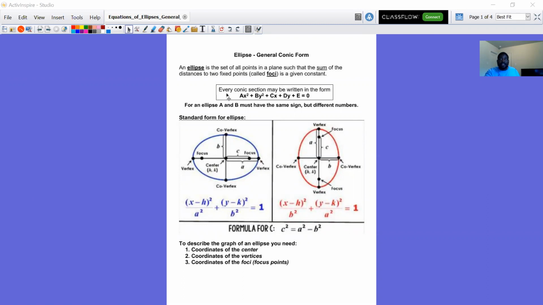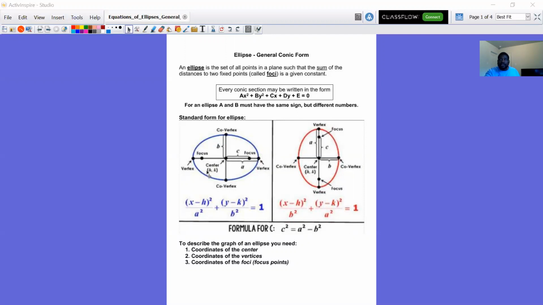So every conic section can be written in this form here: ax squared plus by squared plus cx plus dy plus e equals 0. And we have an ellipse if your x squared term and y squared term are both the same sign, but a and b are different numbers. Okay? And so an ellipse can be drawn two ways. It can be drawn stretched horizontally, or it can be drawn stretched vertically.